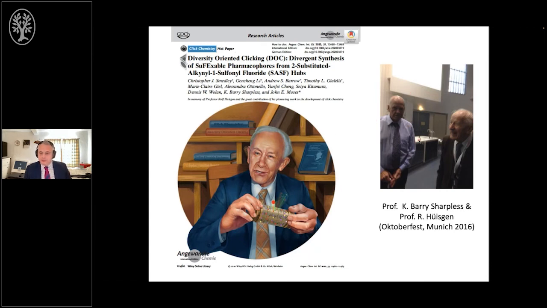And this wonderful photo, I had the opportunity to meet with two of the greats at the Munich Beer Festival, the Oktoberfest. So I took this snap, and I'm very glad I did. Unfortunately, it wasn't the best photo, but it's a historical photo, I think.